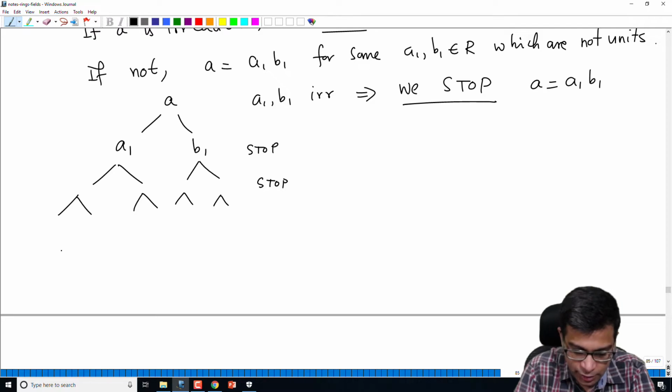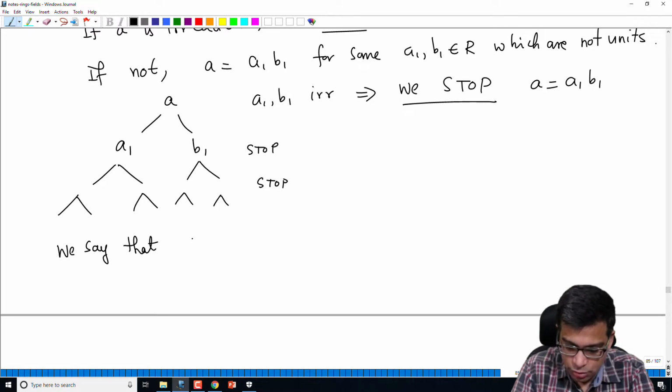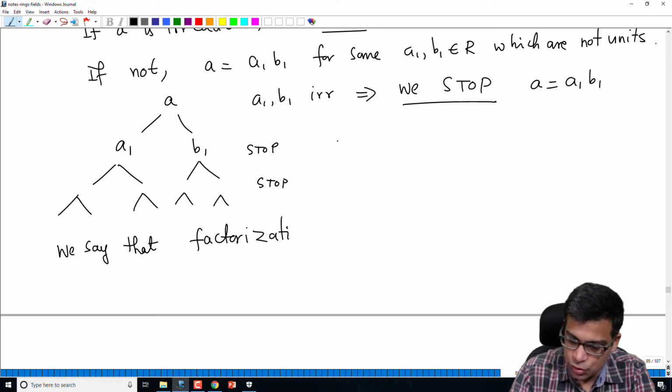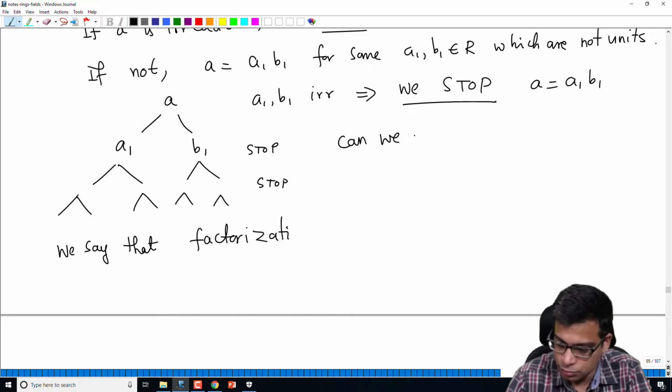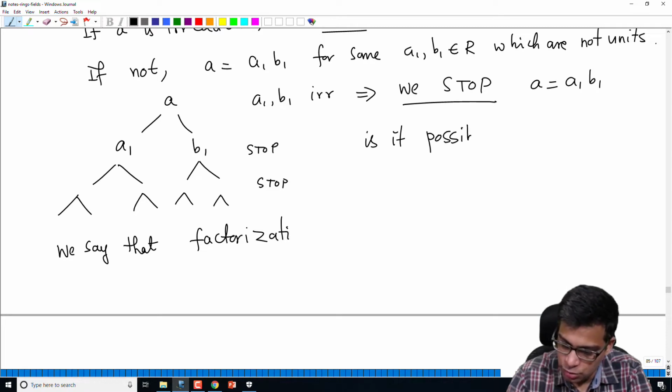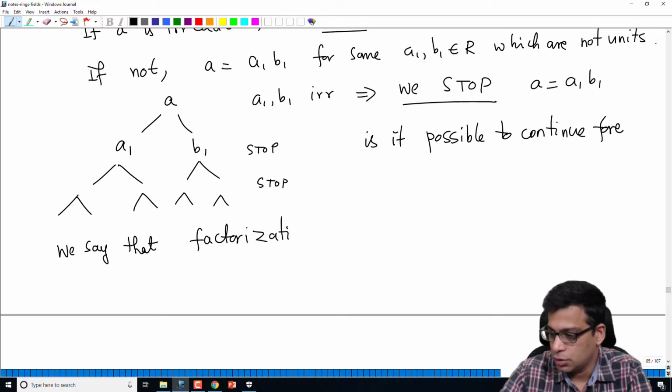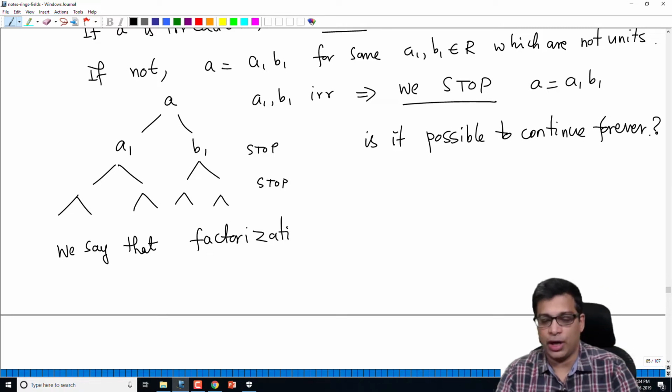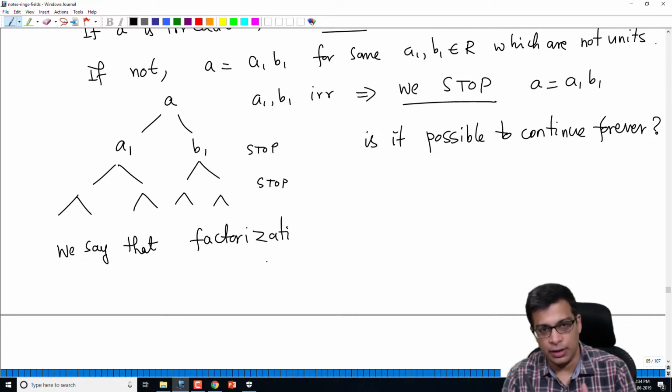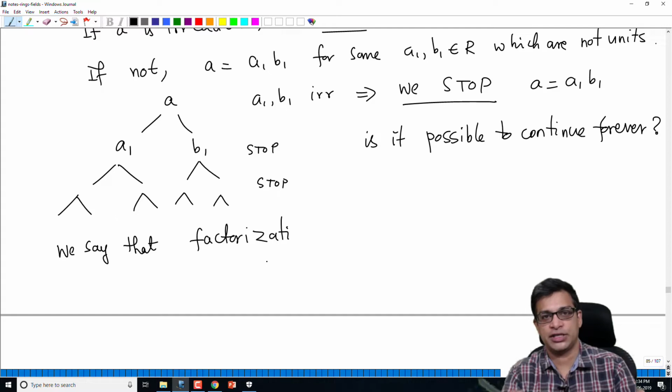So the question is, can we continue? Is it possible to continue forever? That will not be good, right? If you have to continue forever, that means there is no factorization for A, because only if you stop somewhere do we achieve a factorization of A.